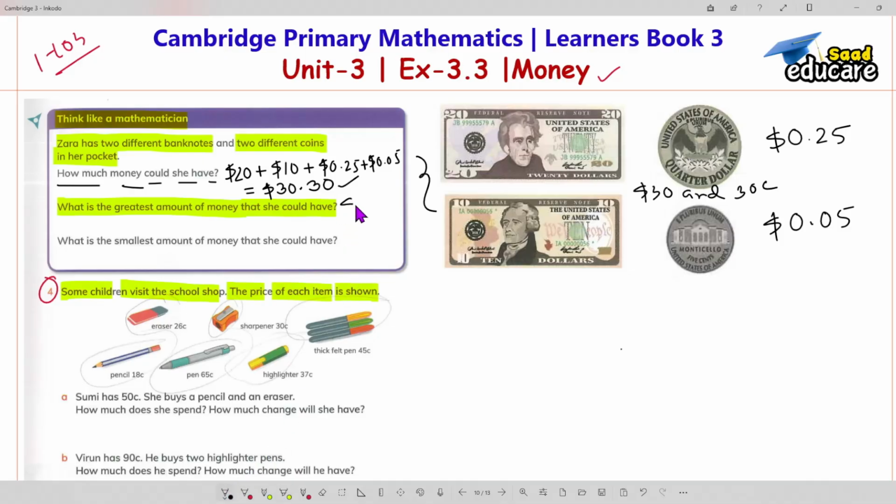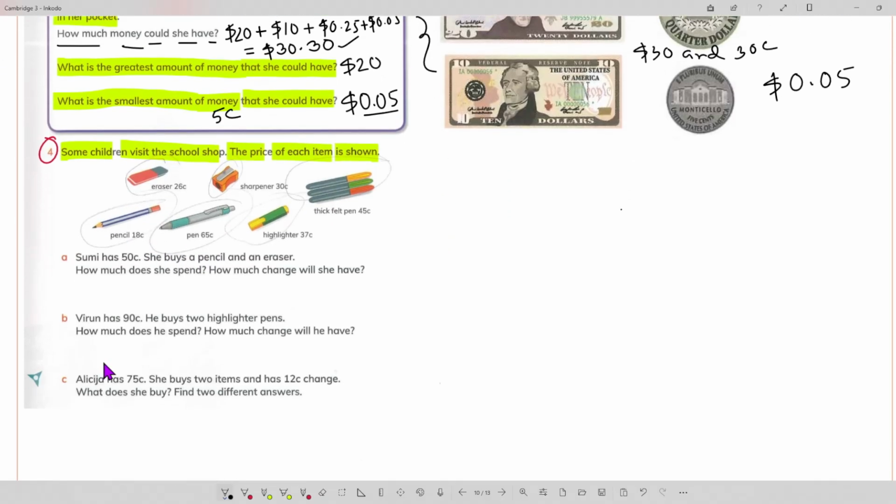Second question: what is the greatest amount of money that she could have? The greatest is $20, right? Third one: what is the smallest amount of money that she could have? The smallest one is 0.05, it means 5 cent. Very interesting question. I hope you understand this one.